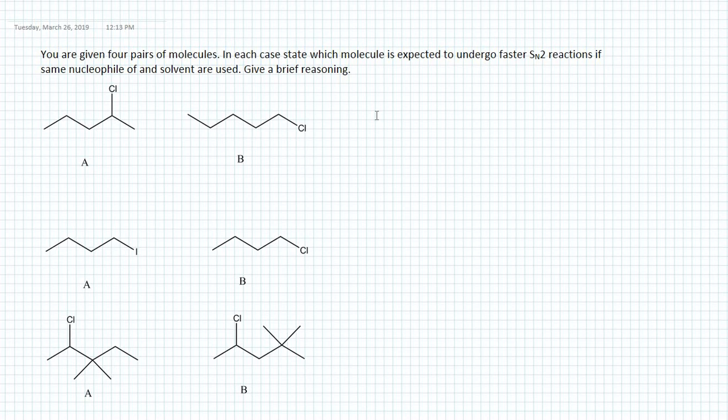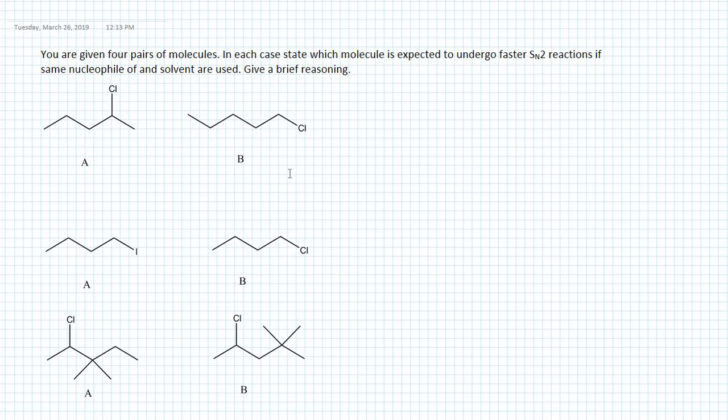Hi, in this tutorial we are going to solve a question related to SN2 reactions. The question asks us, you are given 4 pairs of molecules. In each case, state which molecule is expected to undergo faster SN2 reactions if the same nucleophile and same solvent are used. Give a brief reasoning. Let's start solving the question.